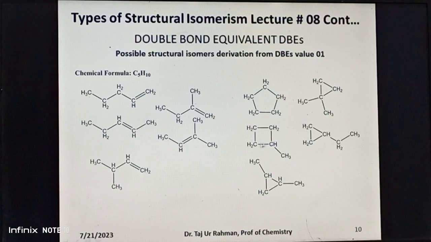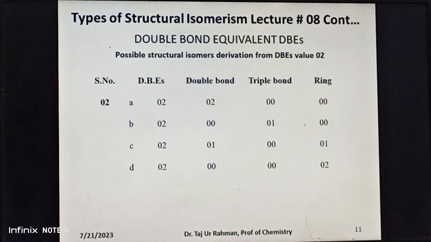Now we are going to explain how to draw possible structural isomers from a given molecular formula of an organic compound with DBE value of 2. This table shows DBE value of 2, and these are the possible numbers of double bonds, triple bonds and rings in any given molecular formula of an organic compound.